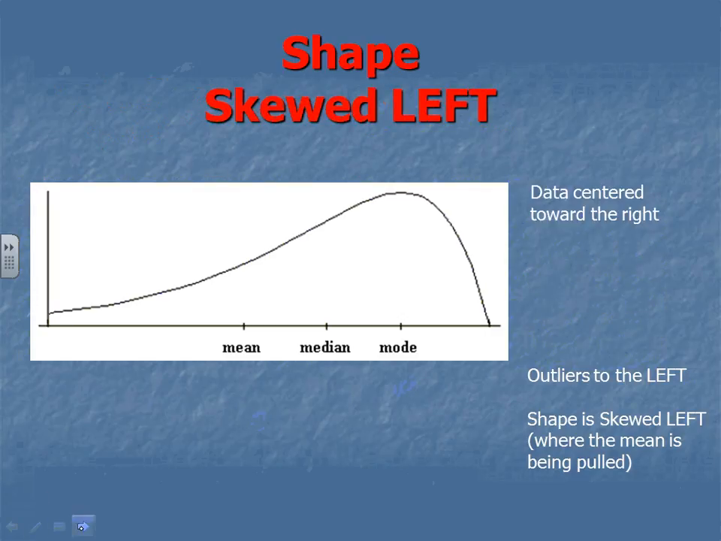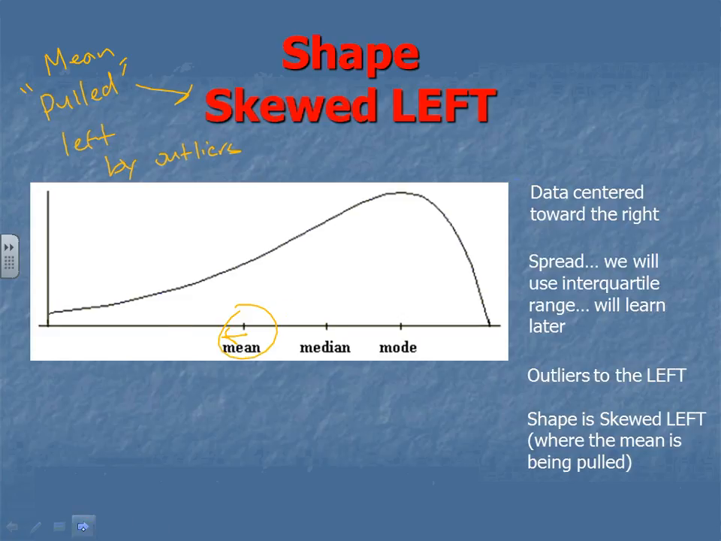Here, our outliers are to the left. Our data is centered toward the right. The mean is getting pulled left towards our outliers. Instead of our mean being right in the middle of our hump, the outliers pull my mean to the left, and we end up with the mean being less than the median. Okay? That is a skewed left distribution.